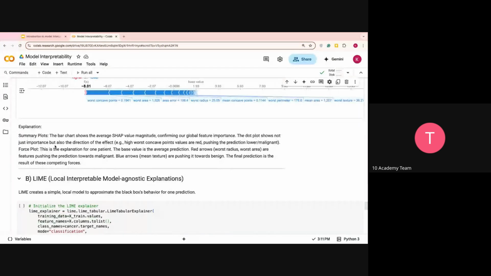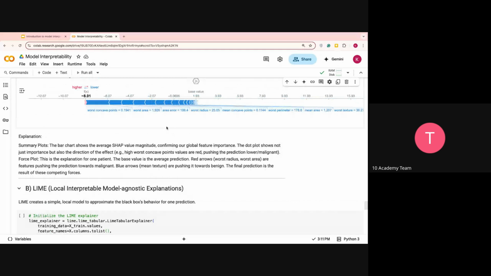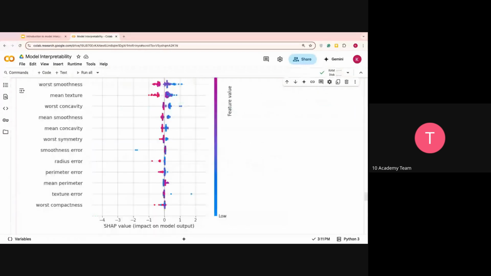Okay, so here there is an explanation. You can take a look at it and see, or try to explain why things happen. So the bar chart, the first one, shows the SHAP value magnitude, confirming our global feature importance.